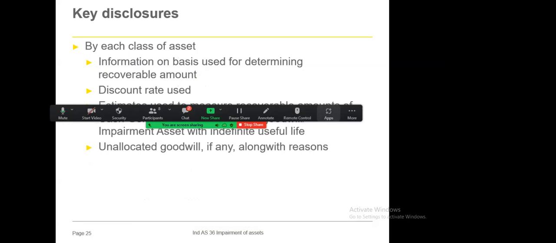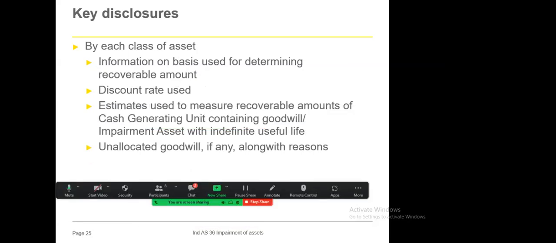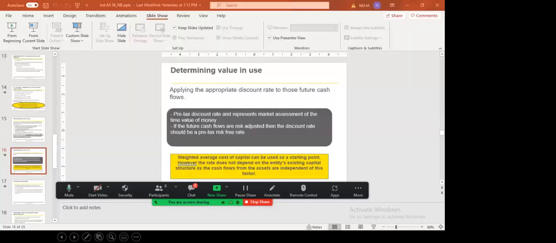By each class of asset, we need to give the disclosure, that is information on the basis used for determining the recoverable amount, discount rate used, and estimates used to measure the recoverable amount of a CGU containing goodwill, impairment of assets with definite useful life, allocated goodwill, and unallocated goodwill if any, along with the reason. So these are the disclosures that you need to give with respect to your impairment loss.